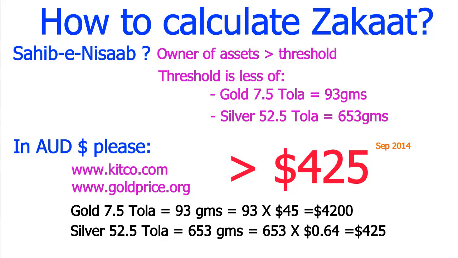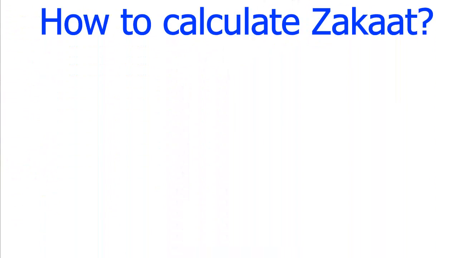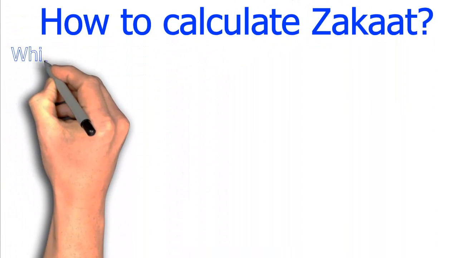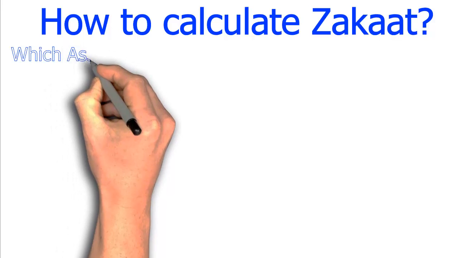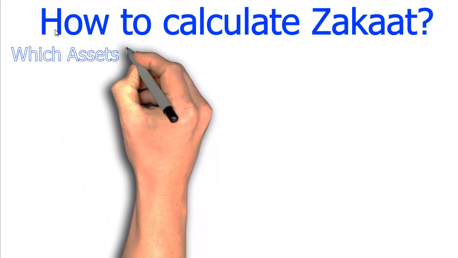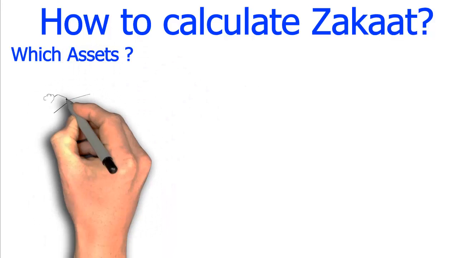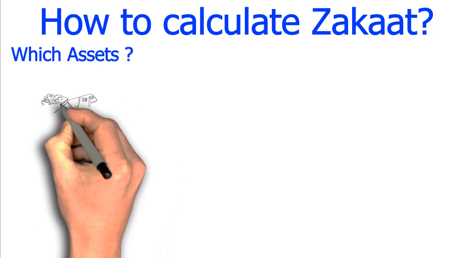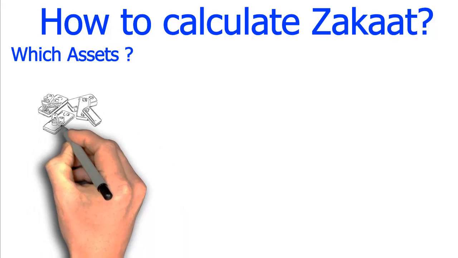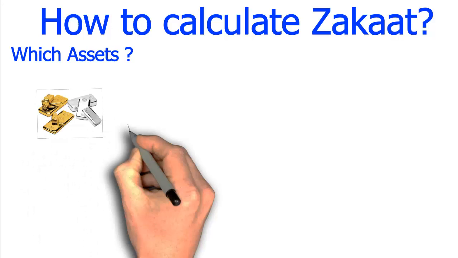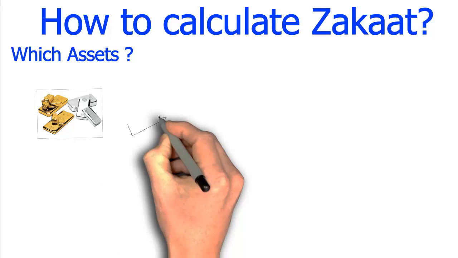Okay? So we've looked at the nisab. Now, let's take a look at which assets we're talking about. So we know about the 2.5% rule, right? We know now who must pay it. But on which assets do you pay it? Well, it could be gold and silver. And that doesn't have to be your invested gold bullion or silver bullion. That can also be jewelry that you've got at home, okay?